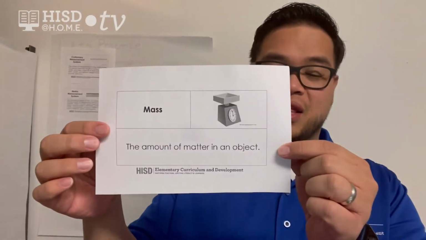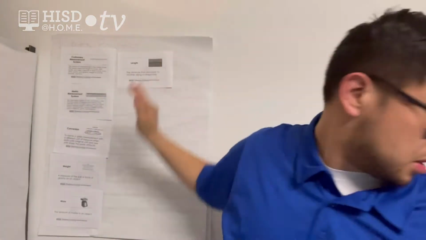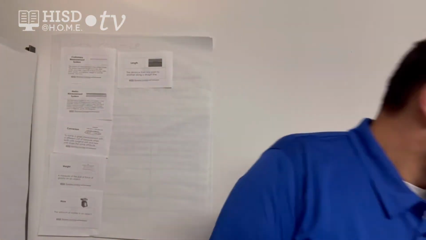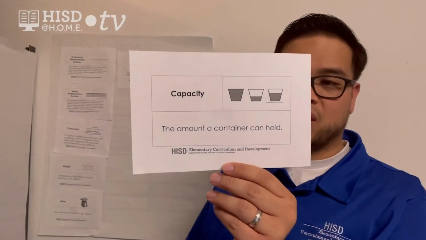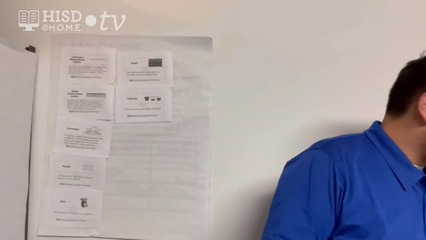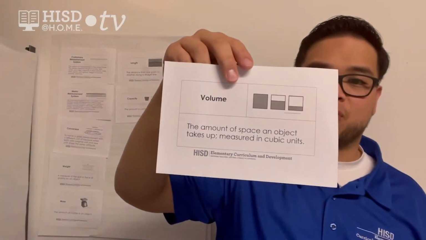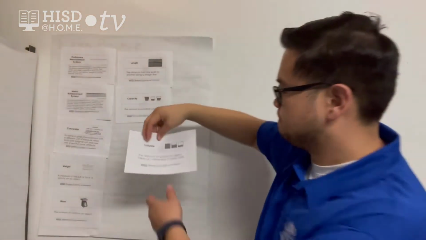Then we have mass, the amount of matter in an object. Length, the distance from one point to another along a straight line. Capacity is the amount a container can hold. And our last word is volume, the amount of three-dimensional space an object occupies.